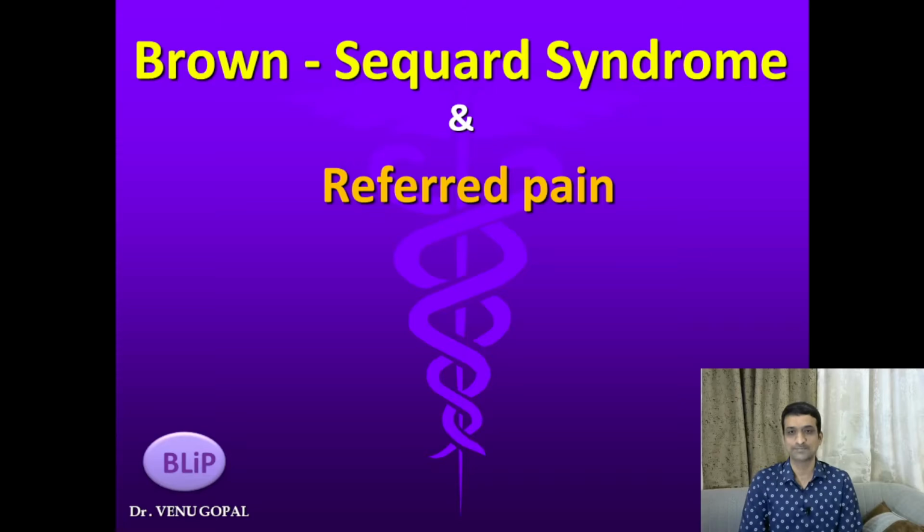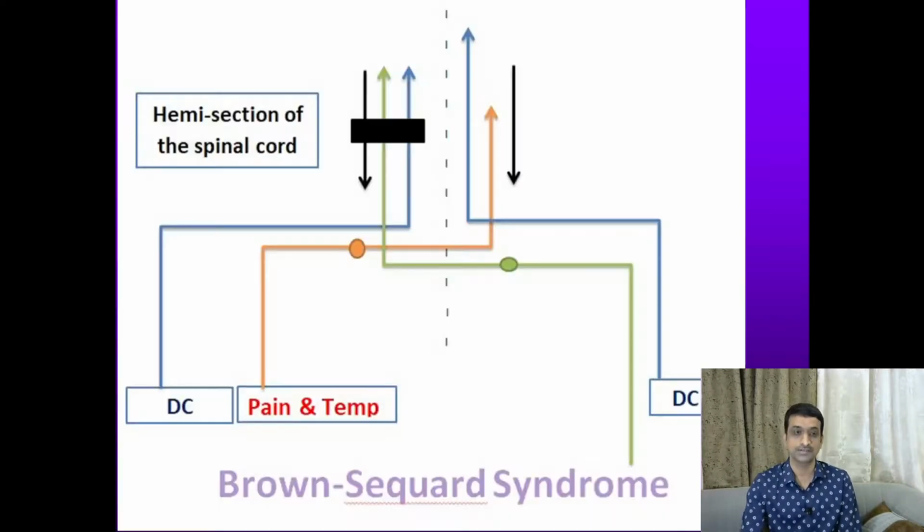Hi, today's video is on Brown-Séquard syndrome and referred pain. To understand this better, we apply two concepts from the previous two videos: dorsal columns and the pain pathway. Now we'll start with Brown-Séquard syndrome. Because it involves one side of the spinal cord, that is hemisection of the spinal cord, we'll see how these ascending and descending pathways are affected and what the physiological outcome will be.